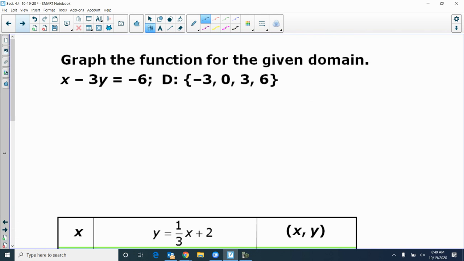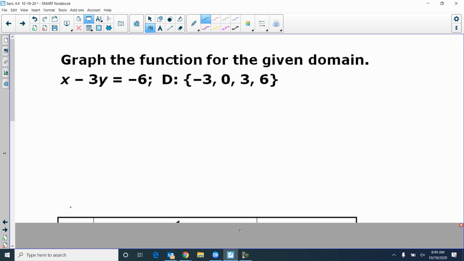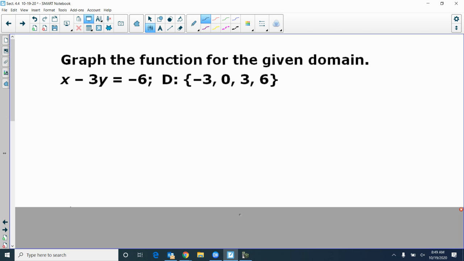All right, now take a look here. It says x minus 3y equals -6. It tells us what to plug in. It tells us the domain is -3, 0, 3, and 6. All right, what's step 1 say on your paper? Make sure we read that. Morgan, Campbell, what's it say?